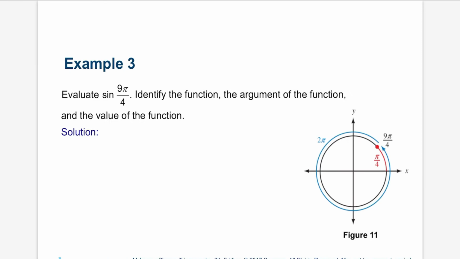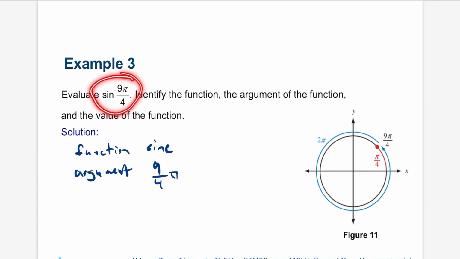All right, now let's move on to the next example. So they're asking us to evaluate sine of 9π over 4. They want us to identify the function, the argument of the function, and also the value of the function. So there's 3 things we need to identify. Let's start off with the function. The function is sine. All right. The argument is what you're taking the sine of. In this case, it is 9/4 π.